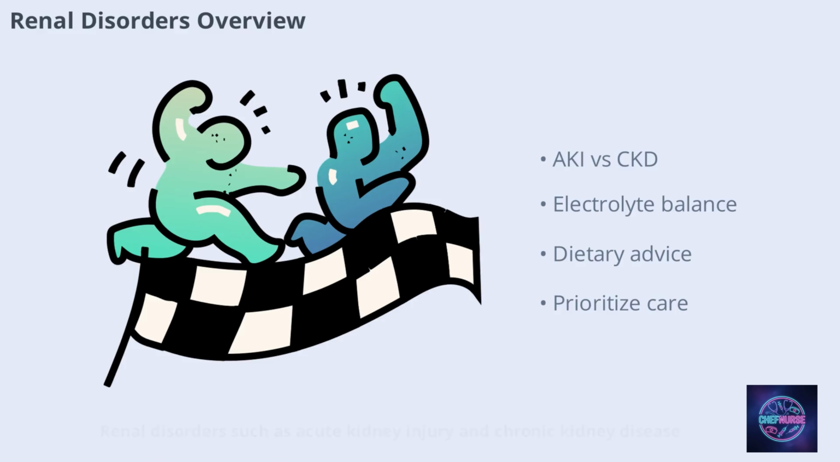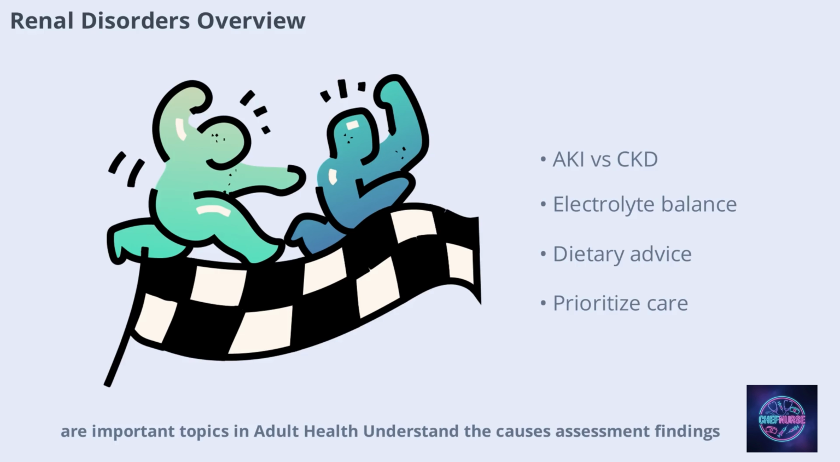Renal disorders, such as acute kidney injury and chronic kidney disease, are important topics in adult health. Understand the causes, assessment findings, and nursing interventions for each. Pay attention to fluid and electrolyte management, monitoring for complications, and patient education on dietary restrictions. The NCLEX often tests your ability to prioritize care for patients with renal impairment.